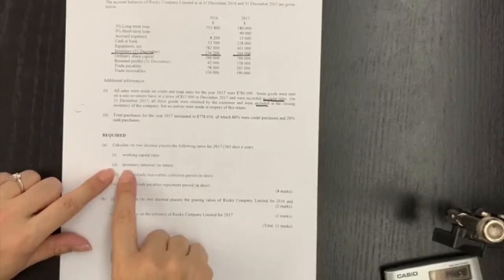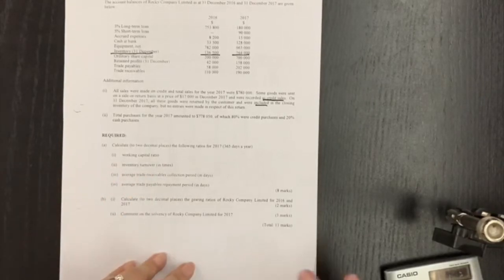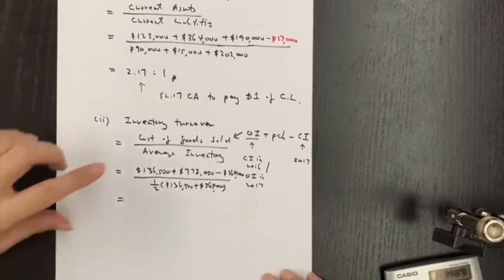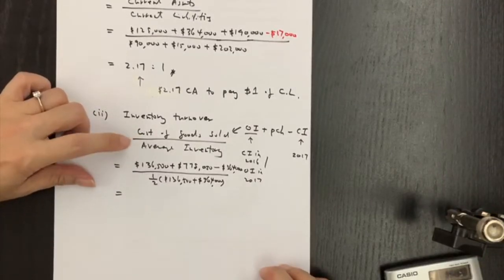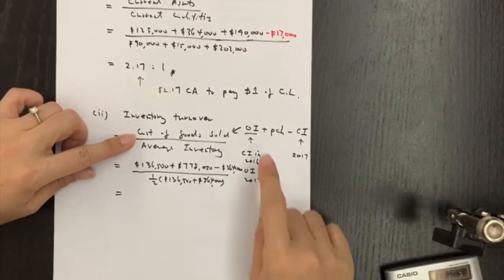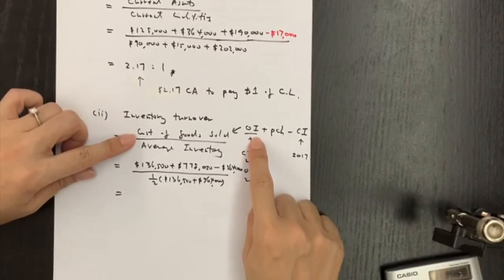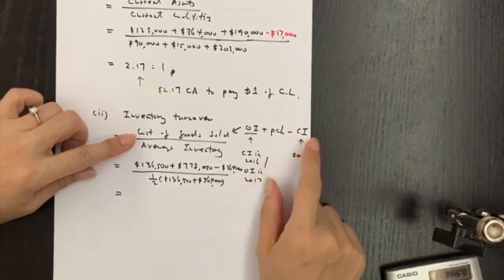Okay, number 2, we need to calculate inventory turnover. What is the formula for that? The formula for inventory turnover is equal to cost of goods sold over average inventory. However, in this question, we are not given cost of goods sold, so we can use this formula for cost of goods sold, which is equal to opening inventory plus purchases minus closing inventory.